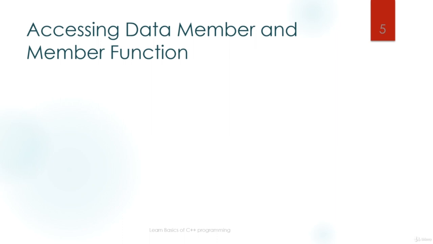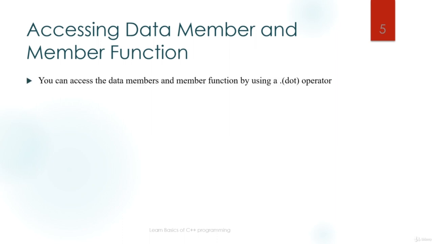Accessing the data members and the member functions. You can access the data members and the member functions by using the dot operator, if the data member is declared as public. Let us see the syntax. Here is the syntax, which shows the object name, then we use the dot operator, followed by the function name. In the rounded brackets, we pass the actual parameters.